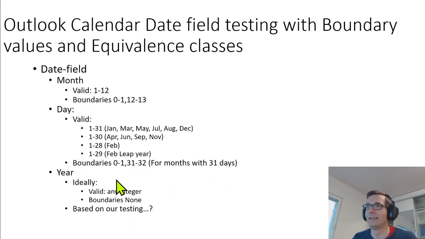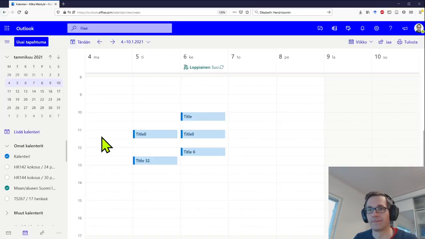Okay, so what would be valid assumptions for the year? I mean, in an ideal case, valid range should be any integer. You should basically be allowed to enter anything there. However, I think there are restrictions. Also from the valid range, there should be basically no boundaries. As long as you enter an integer, it should work. However, how this actually works, I have no idea. Let's just see what comes up in our test.